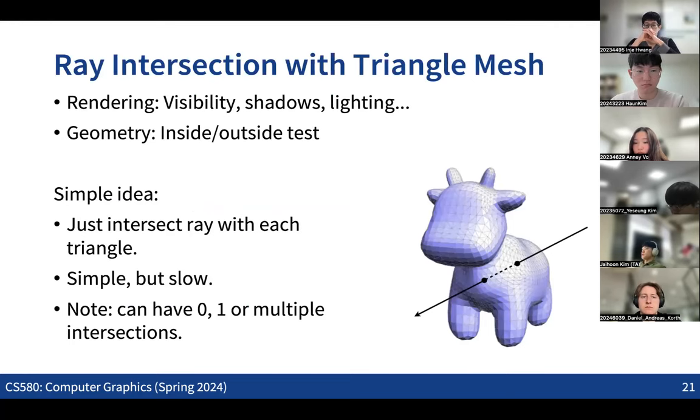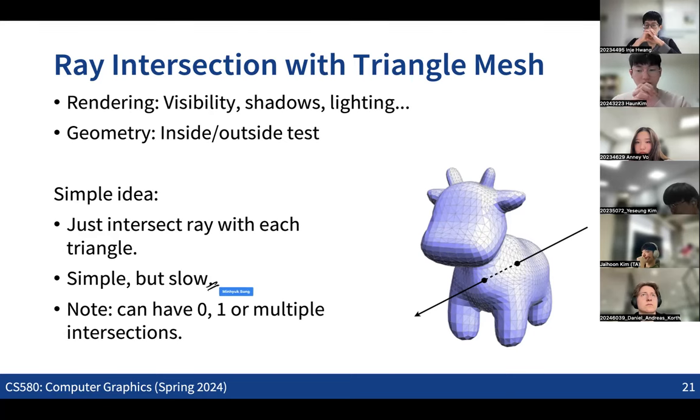So this is also required not only to check the intersection between the ray from the camera to the 3D objects, but also when you shoot the shadow ray, when you shoot the ray from the object to the light source and check any kind of occlusion, you also need this kind of process. And for many other geometry processing tasks, this kind of ray intersection check is very essential in the basic task. So this is very simple but probably very slow.